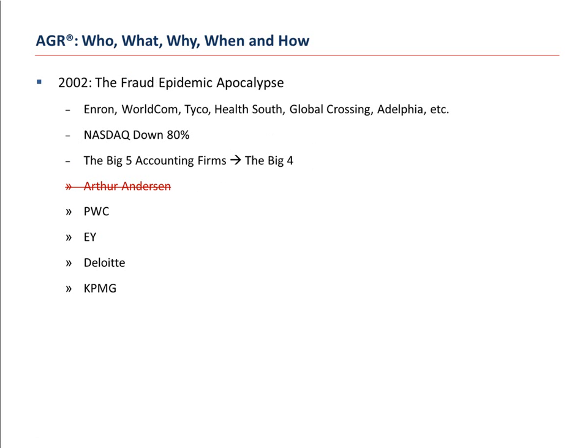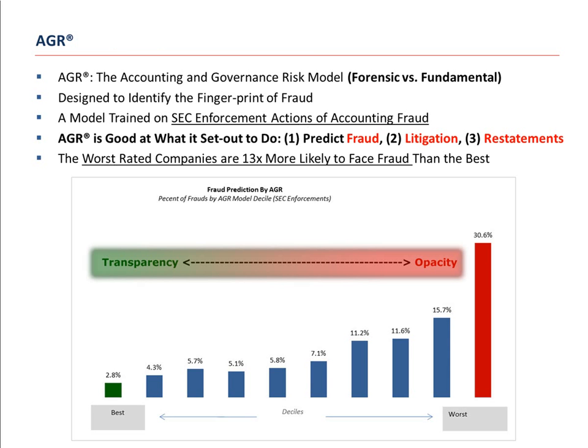It's important to understand the beginnings of this company, and that was back in 2002 with the fraud epidemic apocalypse. There was a true fraud epidemic that hit the US markets. NASDAQ went from 5,200 down to 1,500. And even more impressive, the big five accounting firms turned into the big four when the largest auditor in the United States, Arthur Andersen, was shut down by the Securities and Exchange Commission because of their involvement in not just the Enron fraud, but some of the other big-name frauds. It was that fraud apocalypse, that epidemic, that was the motivation or incentive for the creation of the firm.